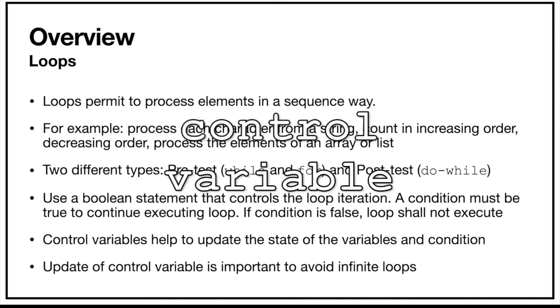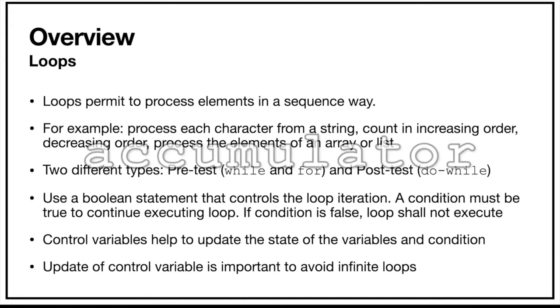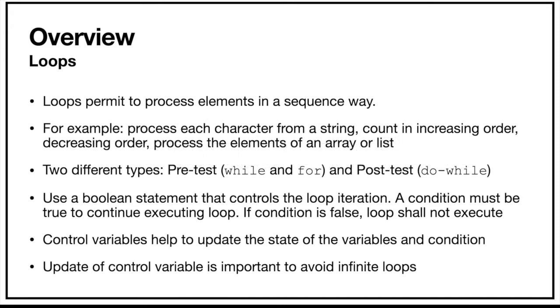The control variable helps us to update the state of the variables in the condition, right? That control variable is like a counter, an accumulator, a sentinel. Those are types of control variables. All of them have a Boolean relationship, okay? Not necessarily, because if it's an integer, it doesn't have a Boolean relationship. Remember that we talked about relational operators like greater than, less than, greater or equal, less than or equal, equal, not equal. Those relational operators help you perform a Boolean statement, a true or false statement, when you compare two different ints, two different values.